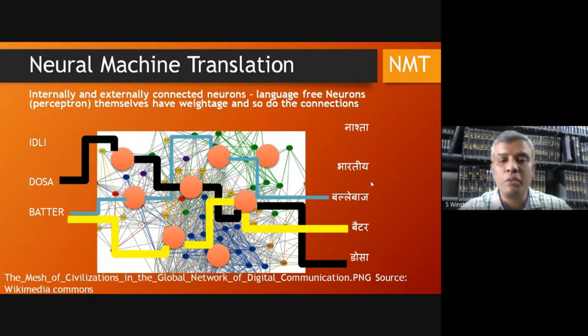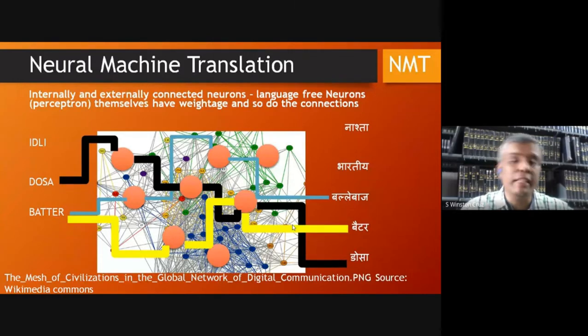But in this connection, because of the different things the machine will learn, it will create a weighted, thicker line between this batter and this batter than to balebas in this context. The context we were using was translating idli dosa batter. Now you see how neural machine translation works. There are different neurons, all connected to different things. These neurons are linked, and those connections will gain weightage because of the availability in the corpus and through different other strategies.